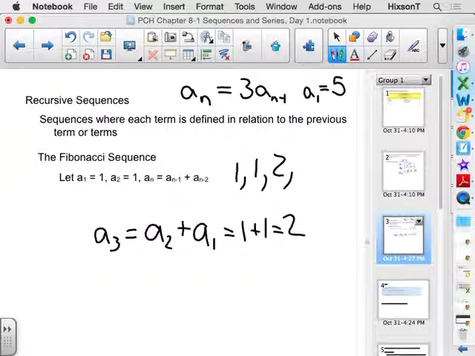What would the 4th term be? 3. 1 plus 2? 3. Then 5. Good. 8, 13, and so on. Yeah, it keeps going, 21, and on and on and on.